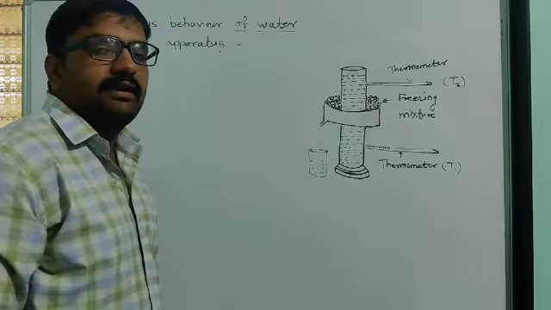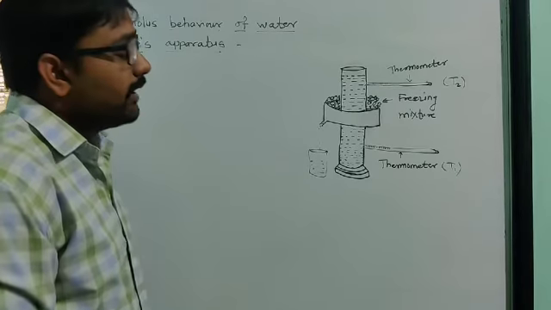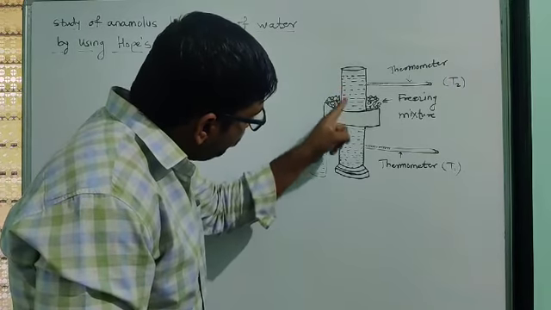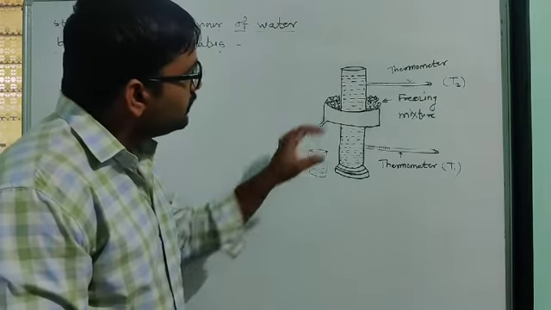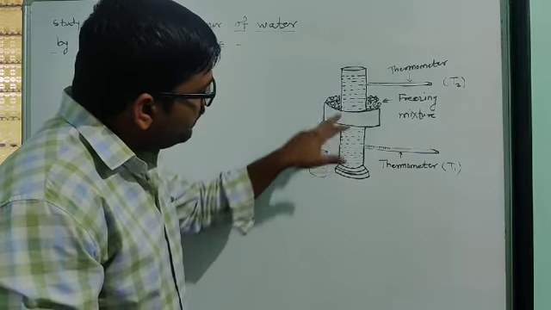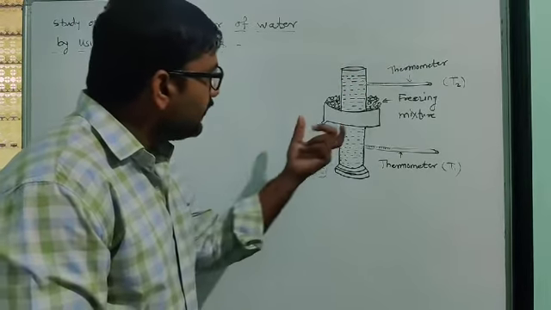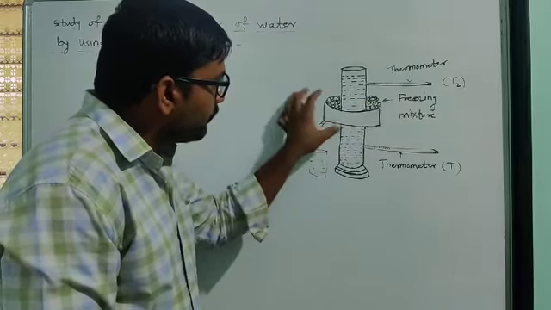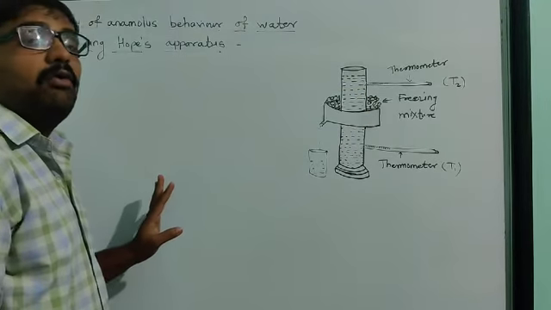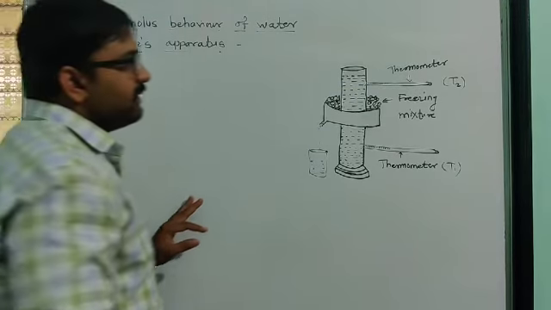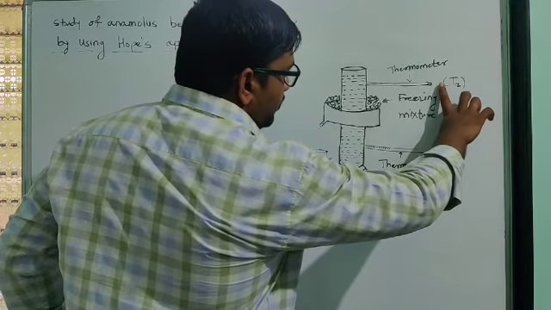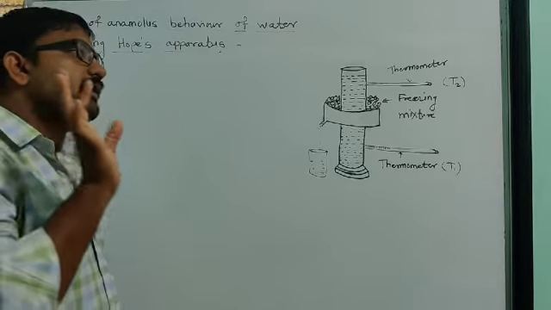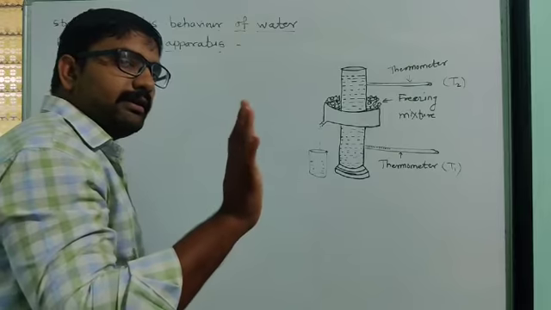Now, what we have to do in this experiment is fill up water in this cylindrical tube from here. Then we have to place this ice and salt, that is the freezing mixture, in this bowl. Initially, when we start the experiment, both thermometers will show the same readings, because the temperature of the water remains the same initially.